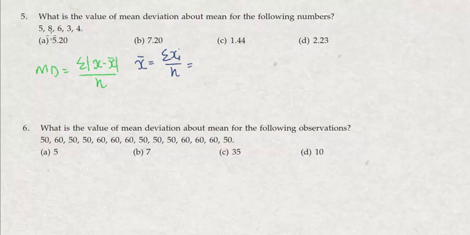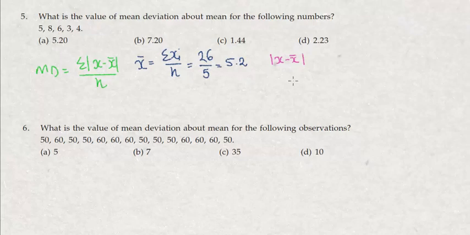The summation of all the observations here is 8 plus 5 is 13, plus 6 is 19, plus 3 is 22, plus 4 is 26, and divide by the total number of observations, which is 5, so the answer is 5.2. Now let me make a column to find modulus x minus x bar. So I will find the difference of all the observations from their mean.